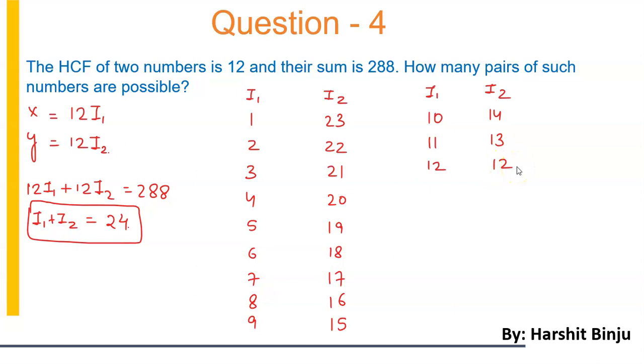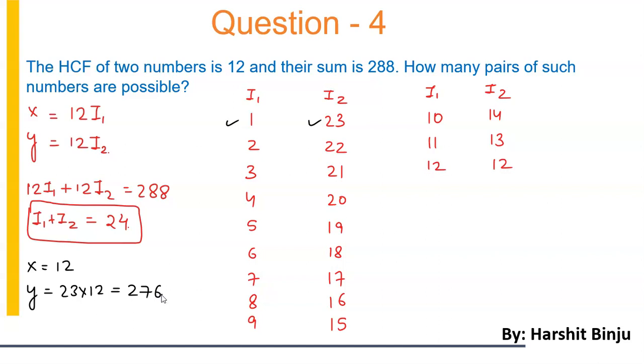Okay, now why I have written down all the numbers is so that I can make you understand something. Okay, so let's start with the first possibility, which is when I1 is 1 and when I2 is 23. When I1 is 1, then I can say that X will simply be equal to 12, and when I2 is 23, then Y will be 23 into 12. So 23 into 10 is 230, 230 and 46, which is equal to 276. Okay. Now we can see that the HCF of 12 and 276 is only 12.